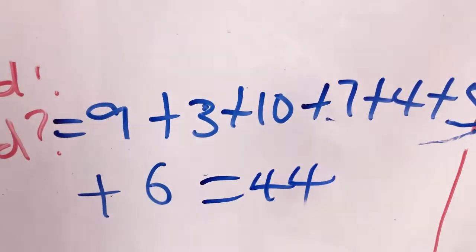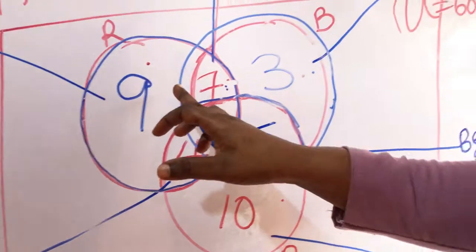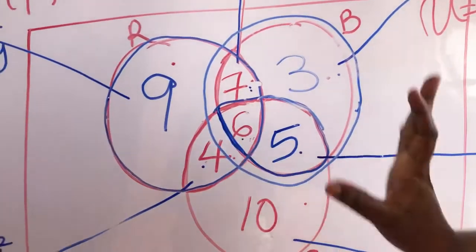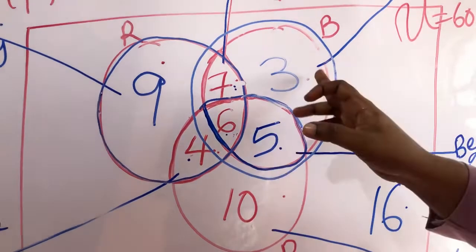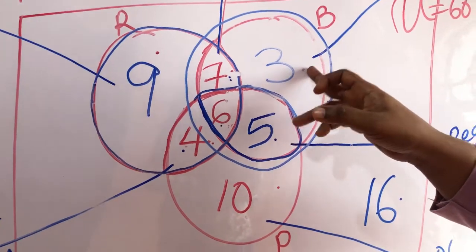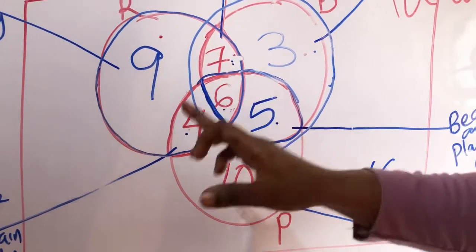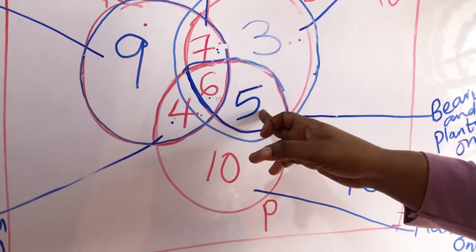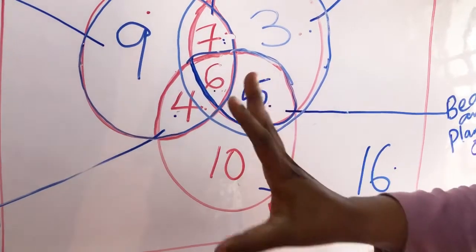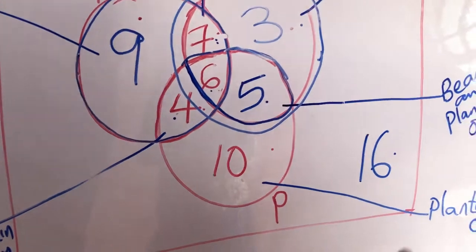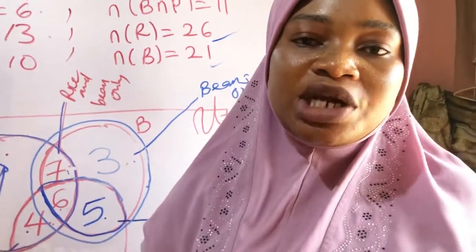So at least means those that liked 1 food, 9 plus 10, 19 plus 3, that is 22, plus those that like 2 foods, 7 plus 4 plus 5, that is 16, then plus those that like 3 foods. So I got 44 for that one. You can see that it is not difficult, but you have to be very careful.